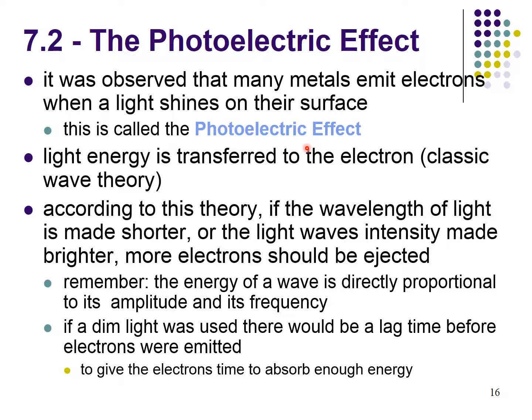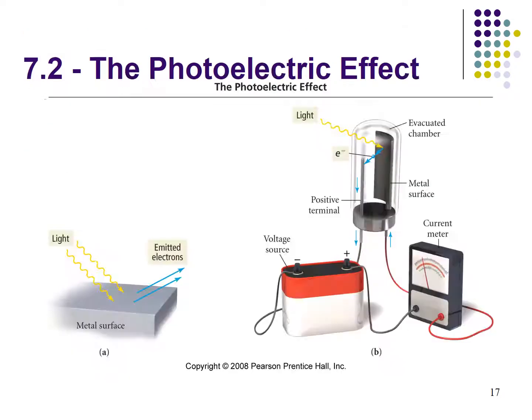So changing those pieces of information will change how much energy the light has, which would change how long it would take for the electrons to be emitted, as well as how many electrons get emitted. So here's our picture. The light hits the metal, the electrons leave. This is the way that it was measured.